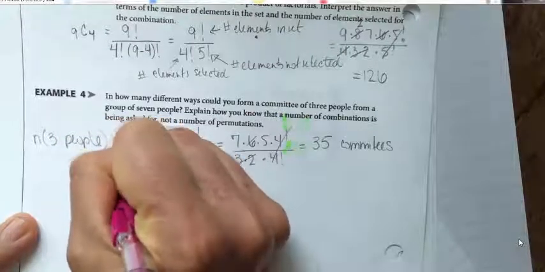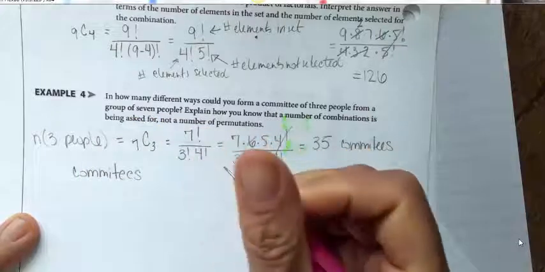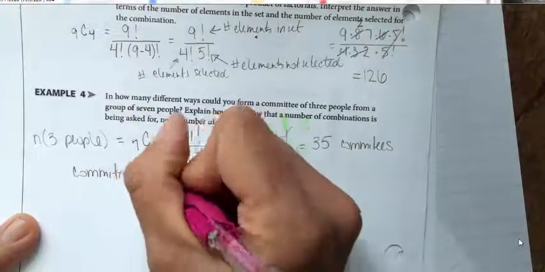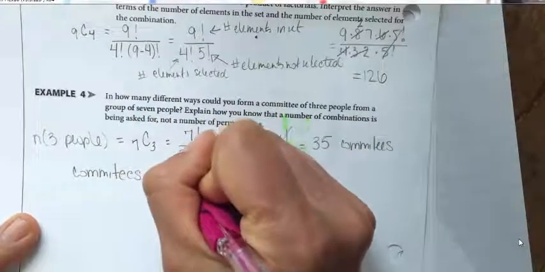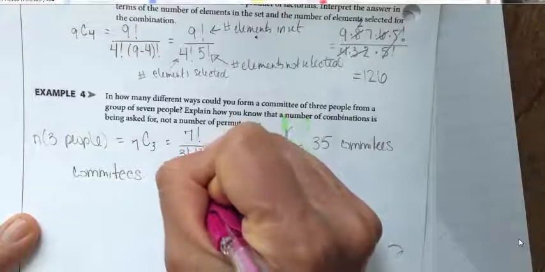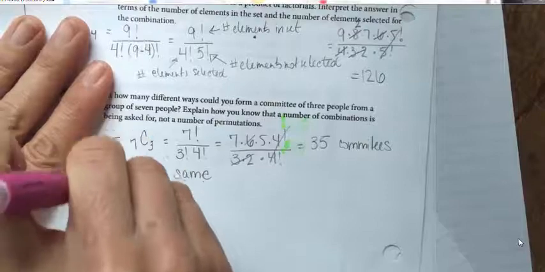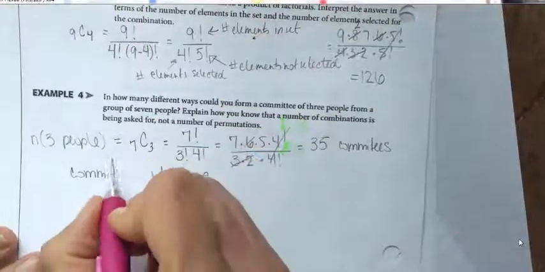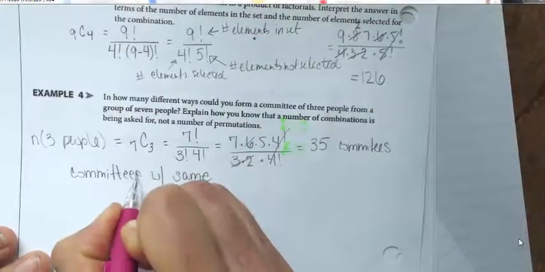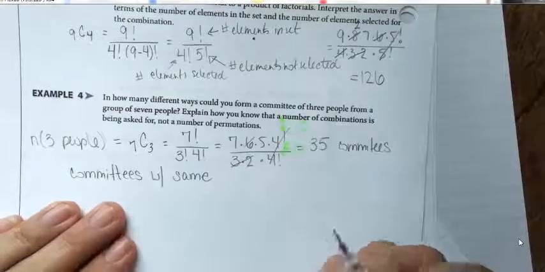Do I know how to spell committees? Is that how you spell committees? Ooh, I don't know. We'll come back to that. Committees with the same members. Nope, 2 T's. I could have cheated and just looked up there to begin with. All right, there we go. There's a lot of doubles in committees.